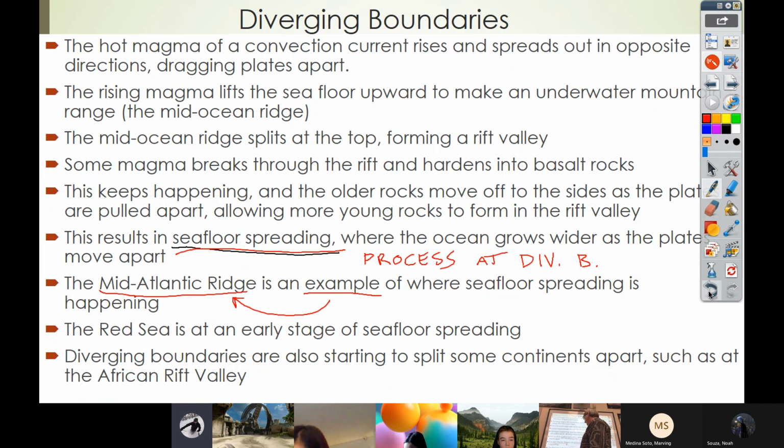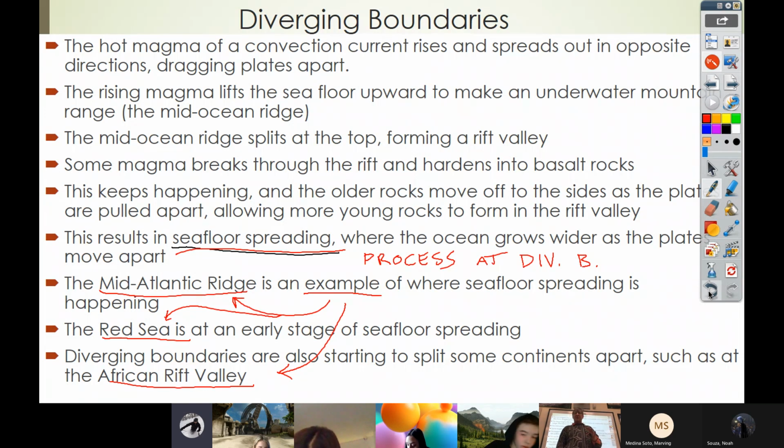Mid-Atlantic Ridge. I just mentioned the Red Sea also. That's another option. It's another example of a diverging boundary of seafloor spreading. And a third example that's in the very early stages is the Rift Valley, just starting to split apart. So here are three examples of where seafloor spreading is occurring. They're all diverging boundaries.